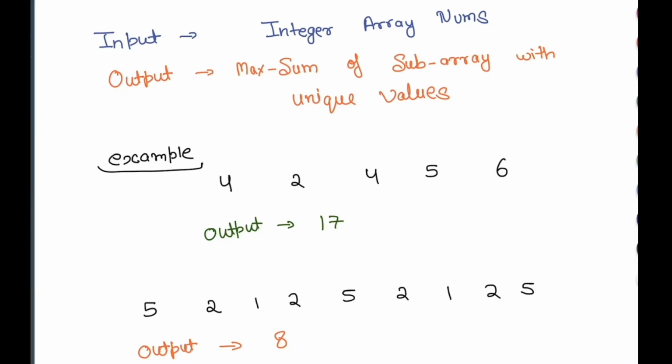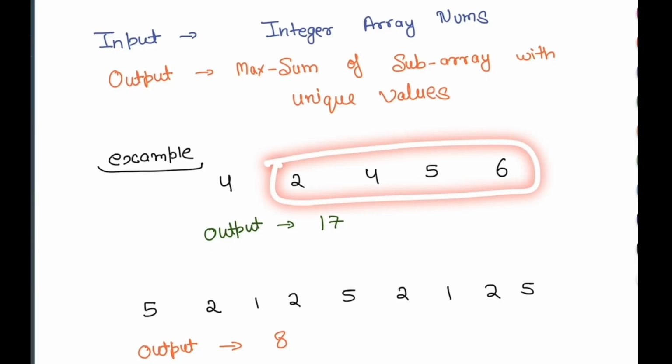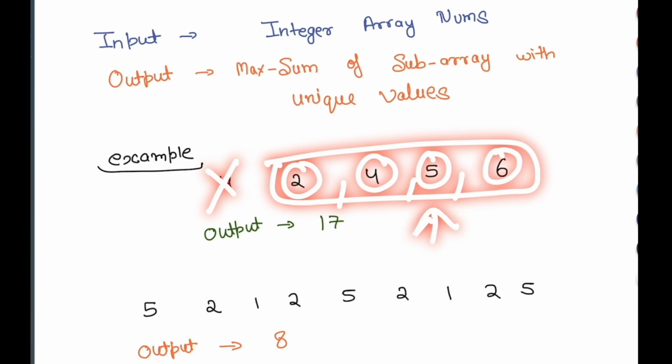So what I can do is I can take this particular subarray, ignore the 4, take this particular subarray, 2, 4, 5, 6. All my elements are unique, right? I don't have any duplicate values. The sum is 2 plus 4 is 6, then plus 5 is 11, then plus 6 is 17.